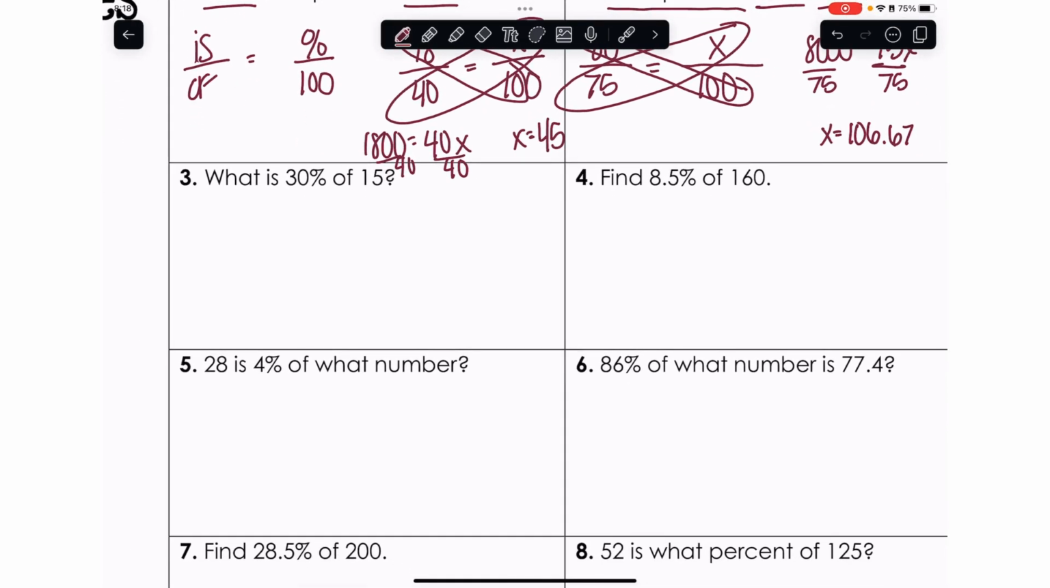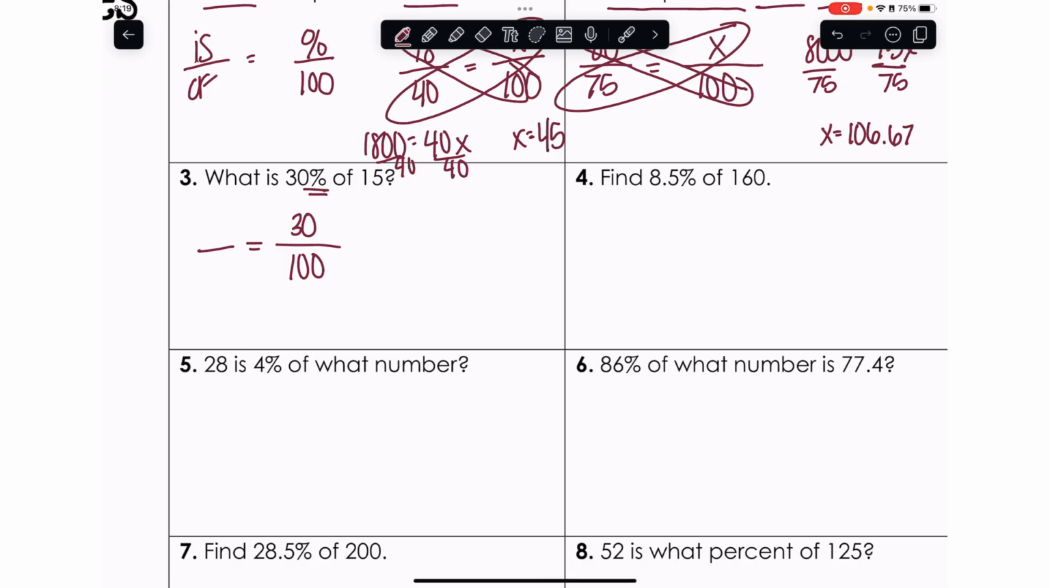Okay, number 3, what is 30% of 15? So this time I do see a percent symbol. So that's kind of where my mind goes first. I'm always looking for a percent symbol. If I don't see the percent symbol, then that's what I'm trying to find. So I'm going to set this up as 30 over 100. 30%. So wherever your percent symbol is, that's what's going to go on top of the 100.